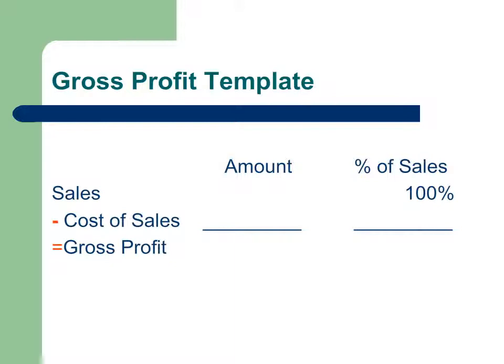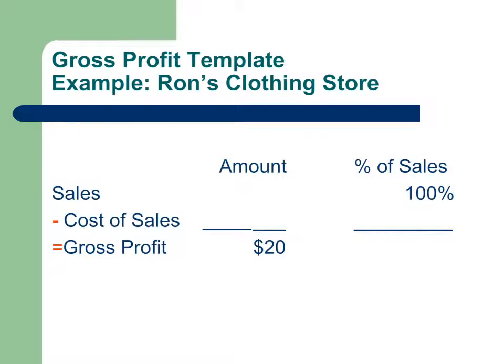This template will calculate percentage of sales. Sales minus cost equals gross profit. The template also has two columns, a dollar column and a percentage column. When calculating the gross profit percentage, remember that the percentage of sales for sales always equals 100%. Let's fill in this template with the last calculation for Ron's clothing store. The gross profit is $20. Ron's cost is $20, so the selling price is $40.